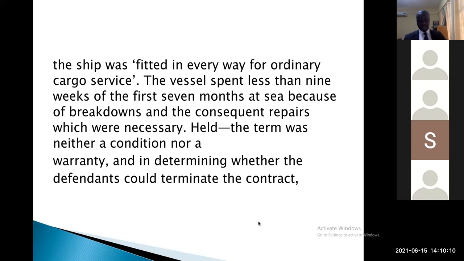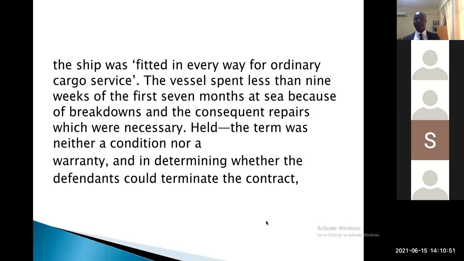Eventually, when it got to the Court of Appeal, the Court of Appeal was not excited to use the usual terminology to analyze what had happened. If I say the usual terminology, that is to try and say whether what had been broken was a condition or a warranty. The court was reluctant to use that.